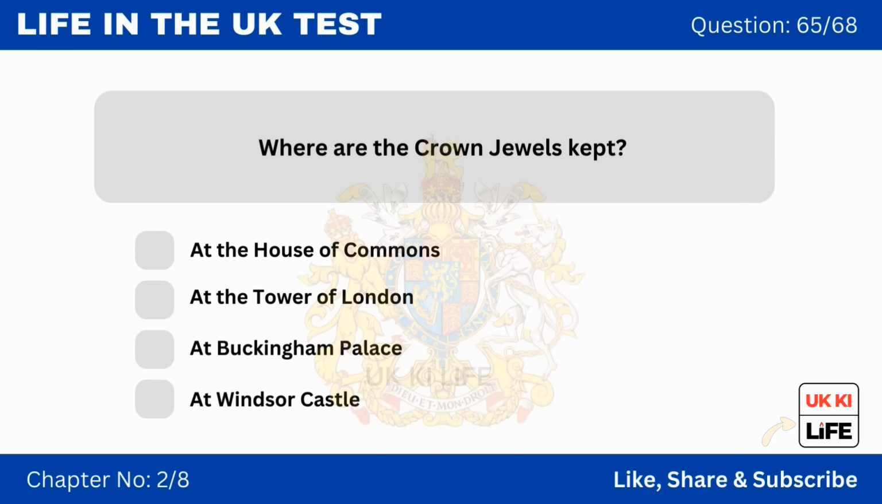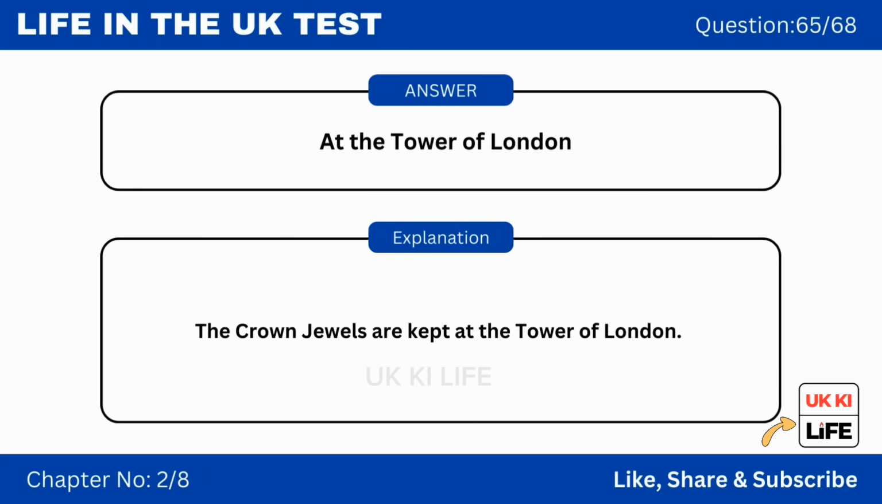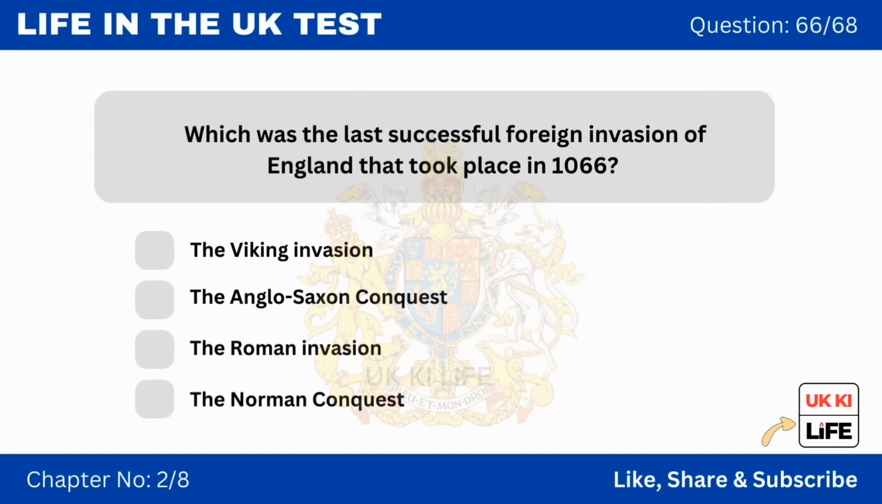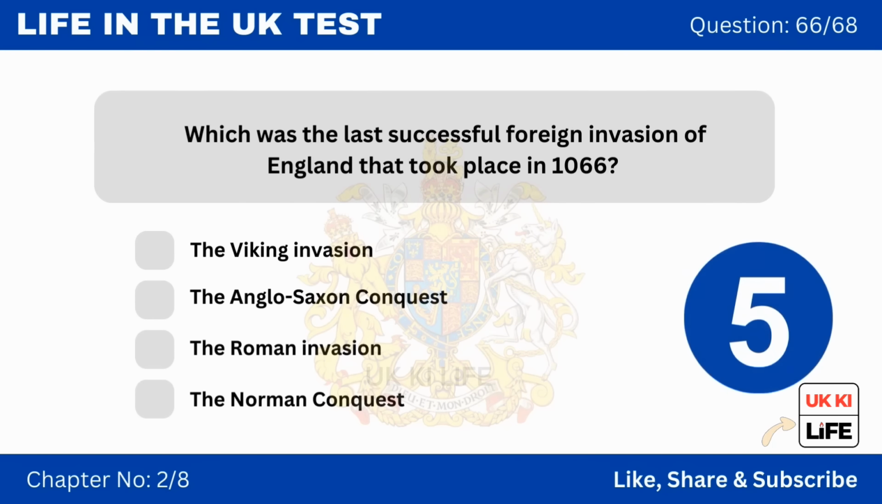The correct option is B. Explanation. The crown jewels are kept at the Tower of London. Question 66. Which was the last successful foreign invasion of England that took place in 1066? The Viking invasion, the Anglo-Saxon conquest, the Roman invasion, the Norman conquest.